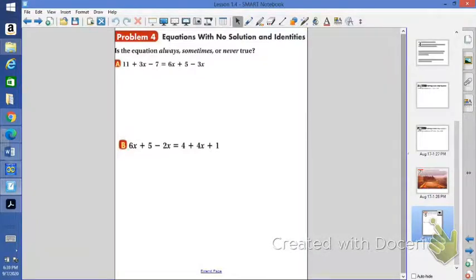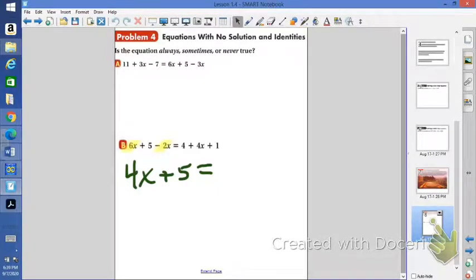Okay, for the last one, same thing. Can you combine like terms on the left hand and right hand side of this equation? And the answer is yes. So if I look at the left hand side, I see I have a 6x and a negative 2x. Those are like terms I can combine. So what's 6x minus 2x? 4x. And then I bring down the plus 5. I can't combine those. Those are unlike terms. So I'm done on the left hand side.